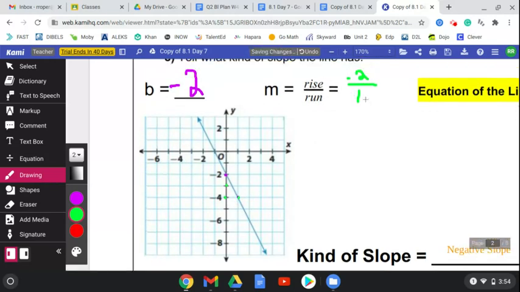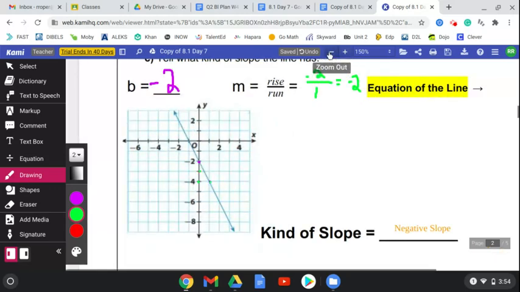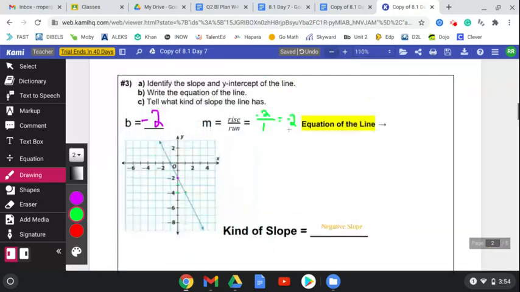My rise is negative 2. My run is 1. What's negative 2 over 1? Negative 2 divided by 1 is negative 2, which makes sense because I just said my m, my slope, should be negative. Let me zoom back out here. So the equation of my line, remember I'm writing this line in slope-intercept form, which of course is y equals mx plus b. Okay, so I'm going to plug m in.